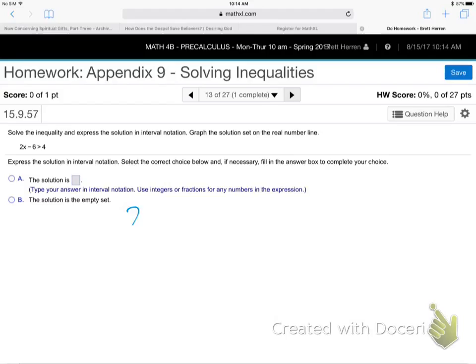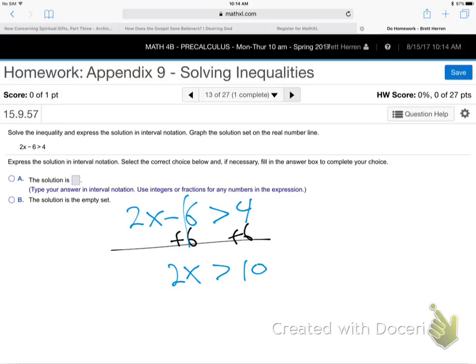All right. So 2x minus 6 greater than 4. Go ahead and solve that real quick, like you would in algebra. Inequality. All right, so what do I do to solve that thing? Add 6 to both sides. So I get 2x is greater than 10, like that. And then divide by 2. And so x is greater than 5.